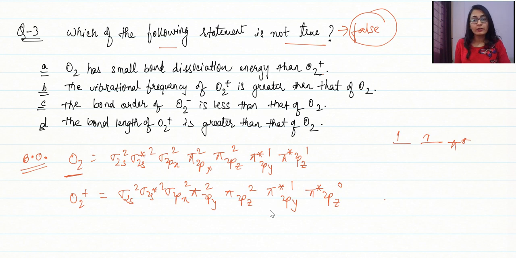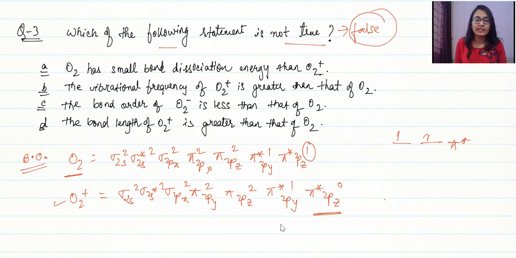Now what do we have? If we take out one electron and make it O2 positive, the electron is taken out from the pi star orbital, and I can remove whichever electron I want. It requires the same energy. So I have just removed the electron from the 2pz orbital.